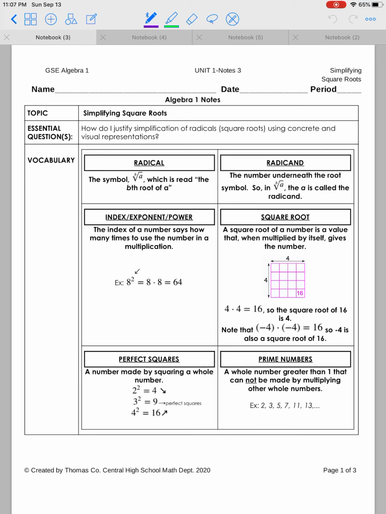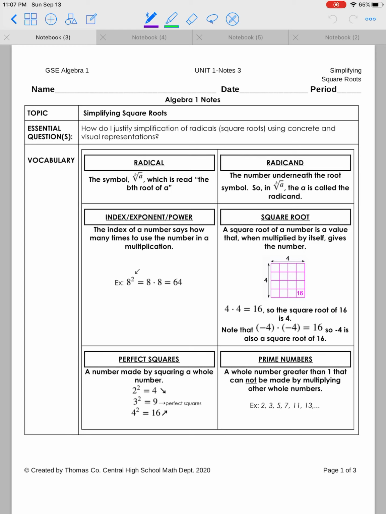But we also know that we can multiply -4 times -4 and also get a positive 16. So we have to be very careful. When we take the square root of a number, we get the positive and the negative number out of it.